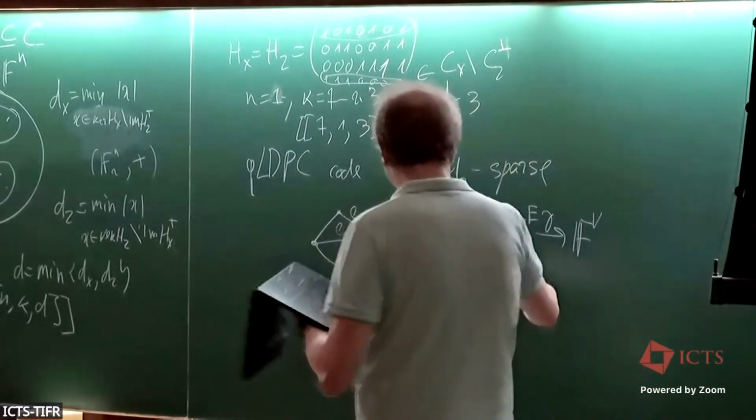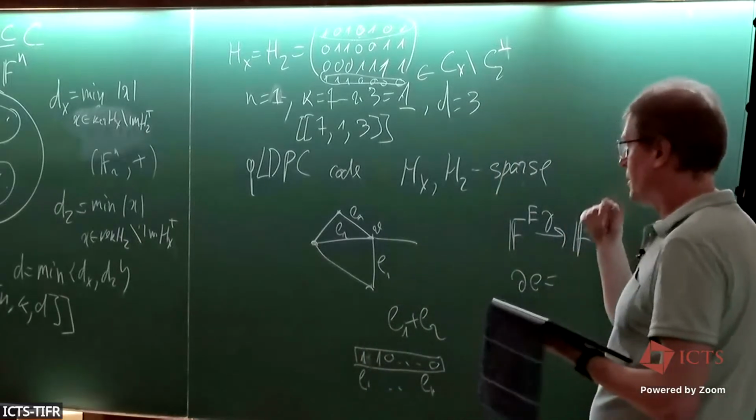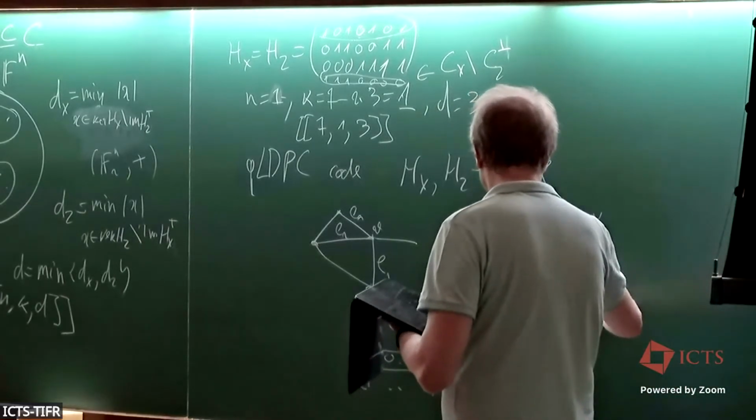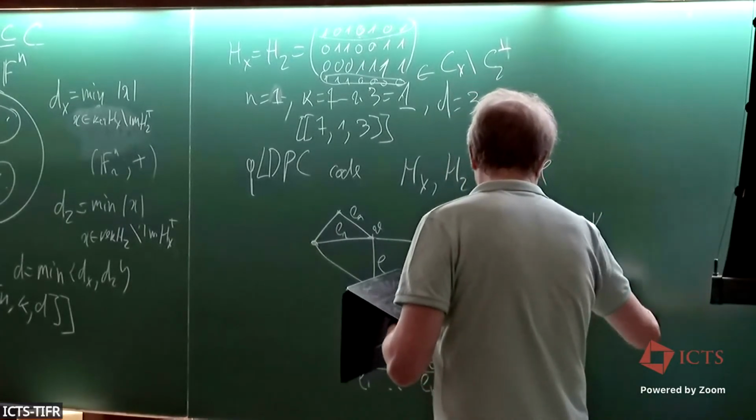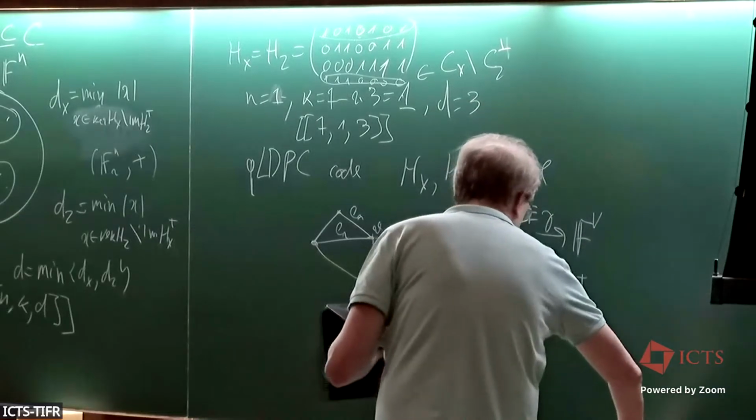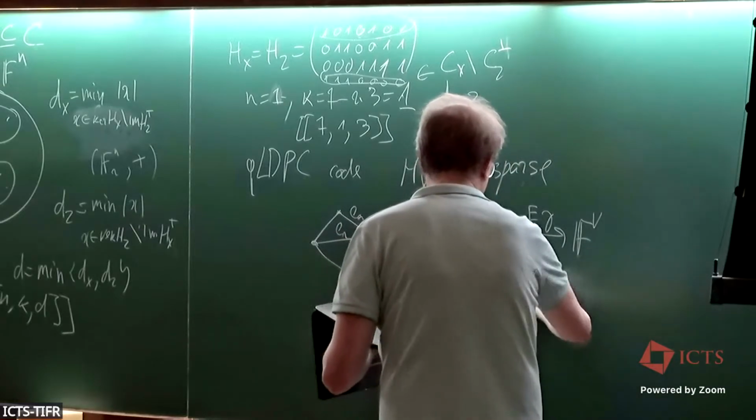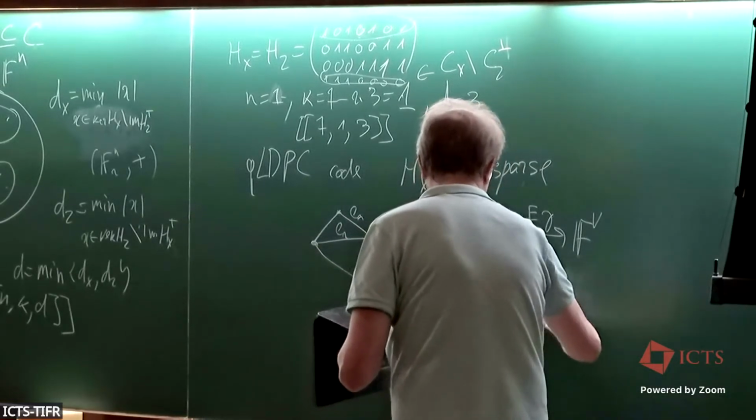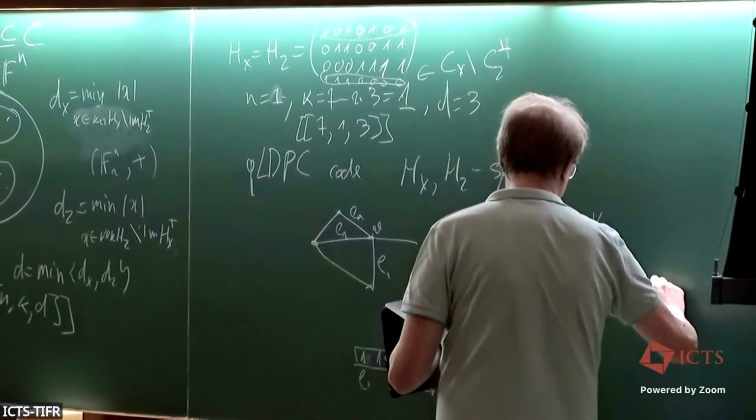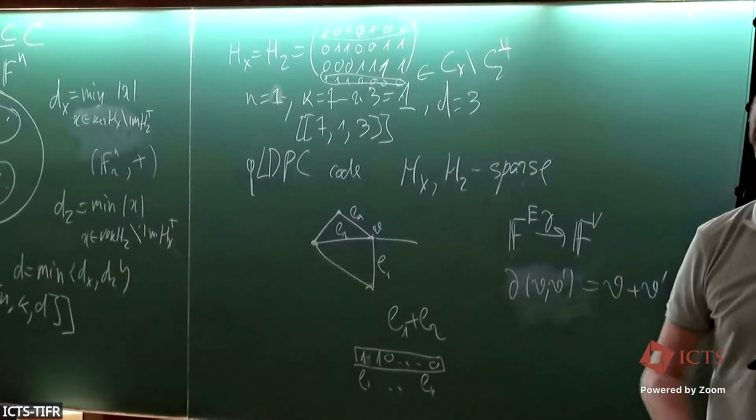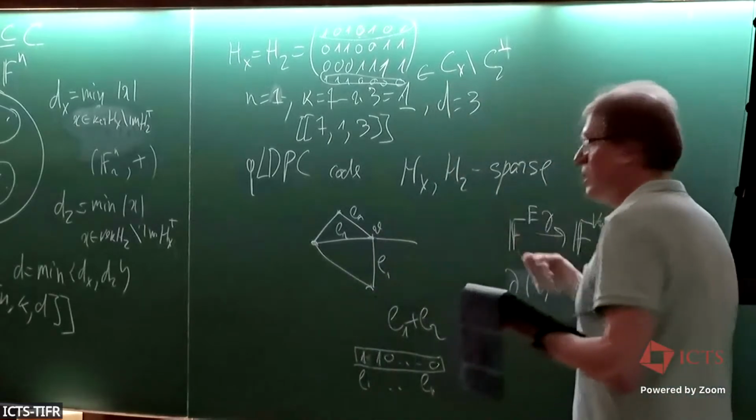And now you can define this map. You define it on each edge, where F is a field of two elements. Suppose we have a vertex V and V prime, so we define it as V plus V prime, and then extend it by linearity. And here we have some linear map.